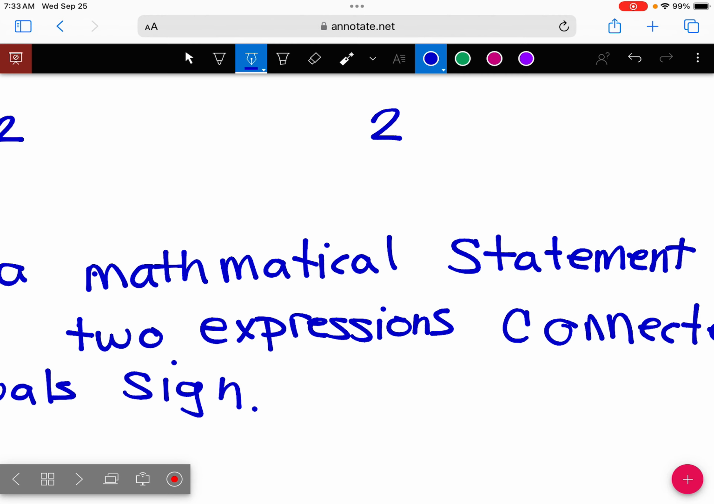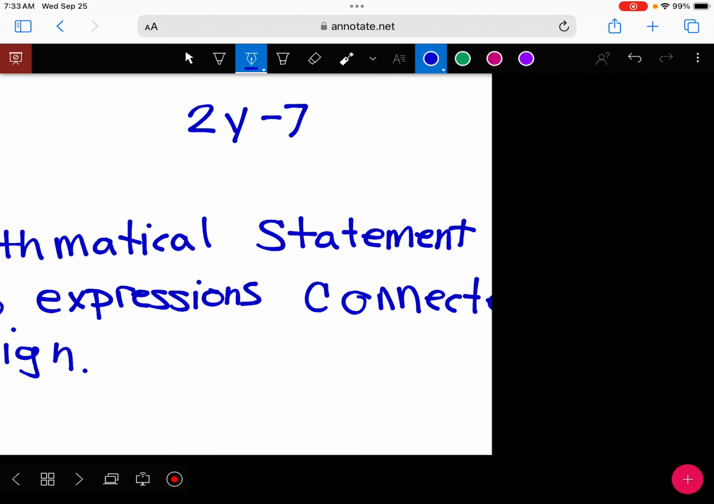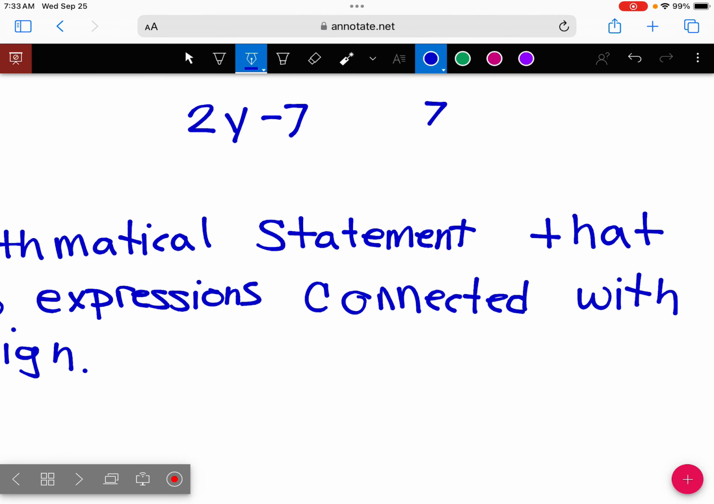Same thing if I have 2y minus 7, that's a mathematical expression. 7x squared plus 6, that's a mathematical expression. If I connect them, that makes an equation. We're not going to be working with squares right now, don't panic. I'm just trying to make fancy schmancy expressions. Okay, so two expressions connected by an equal sign. A single letter still counts as an expression. A single number still counts as an expression. So all it needs is an equal sign.